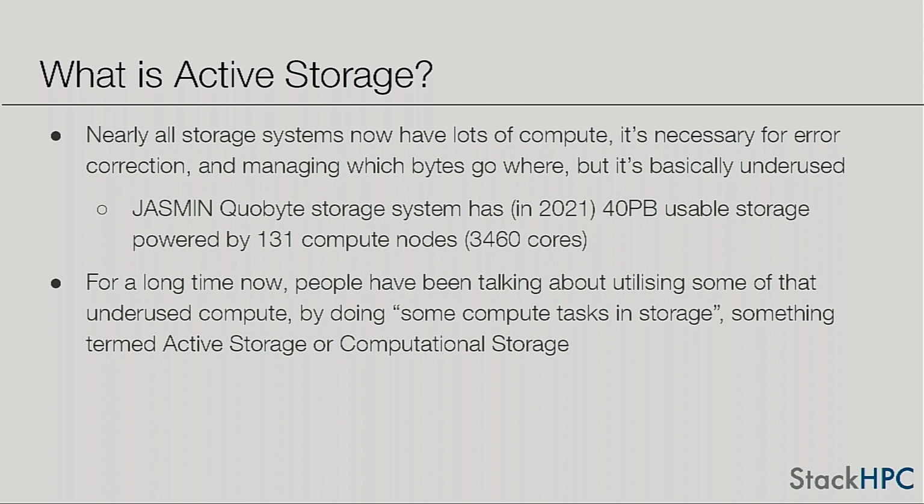To take an example, at Jasmine, the Quobyte storage system in 2021 had 40 petabytes of useful data and 131 compute nodes, which is a sizable compute cluster. Quite a lot of compute capacity there. So people have been talking for a fair while now about moving the compute to the data, and it's termed computational storage, or we're going to call it active storage here.